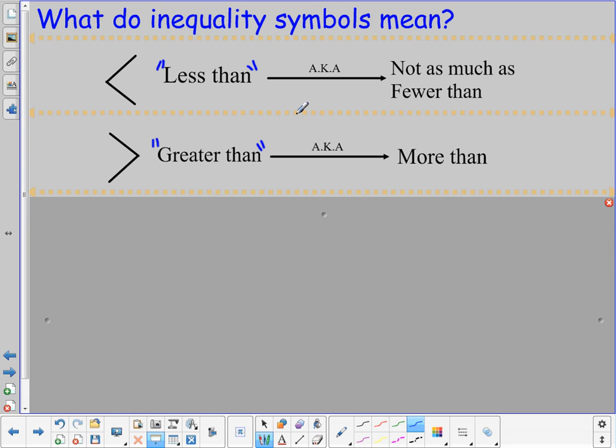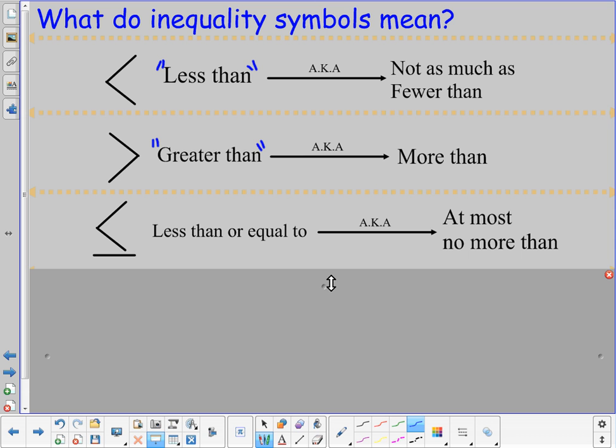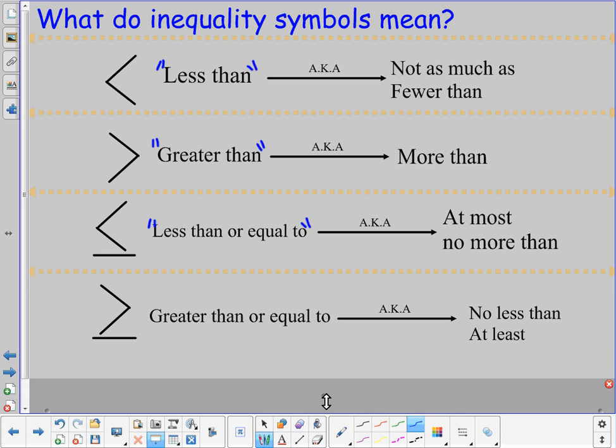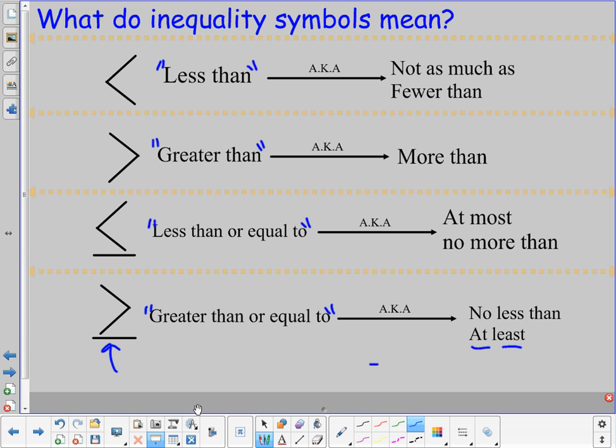The next one down is the less than or equal to. That's how that's read. And that means at most or no more than. So it could equal that, but it can't be bigger. And the last one is greater than or equal to, which is at least or no less than. You see "at least" a lot. So at least usually tells us the greater than or equal to sign.